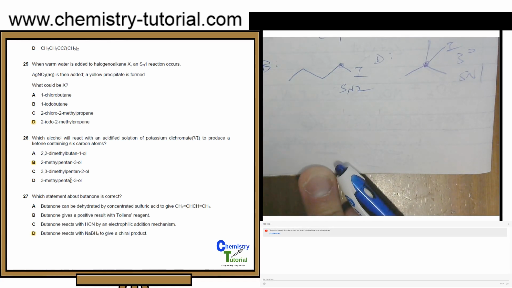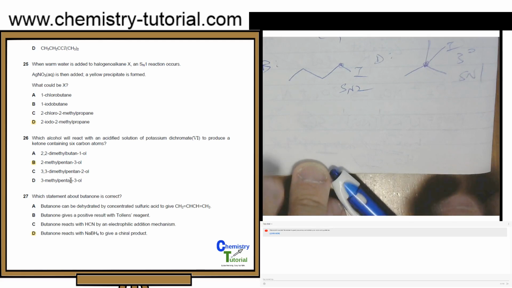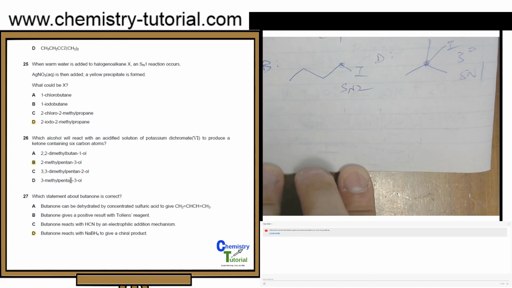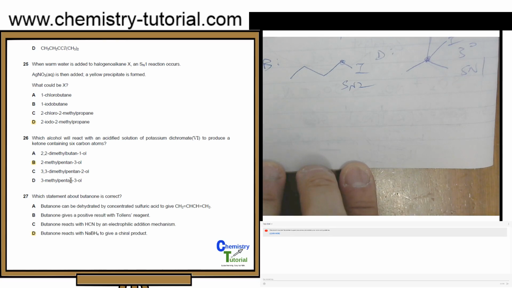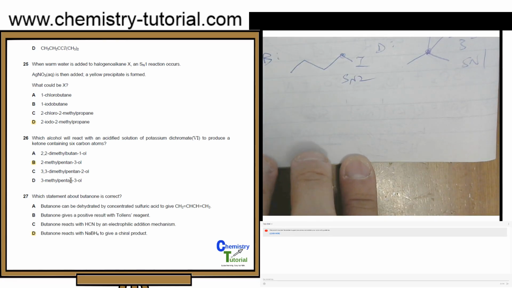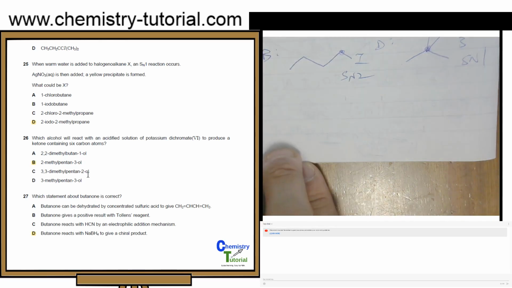Now, for it to be oxidized to form a ketone, that means it must be a secondary alcohol. So, in fact, from option A, when you see something that's butan-1-ol, it's understood that it's a primary alcohol. So a primary alcohol will never produce a ketone. It will produce an aldehyde or a carboxylic acid. So option A is actually out. Let's just consider option B and D.